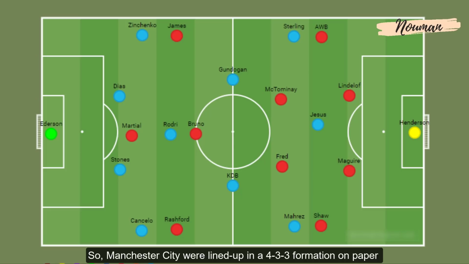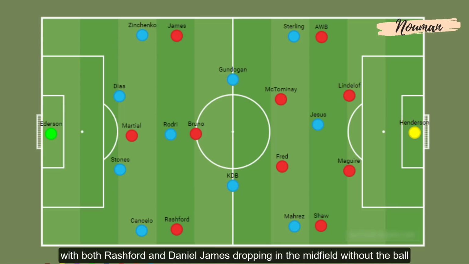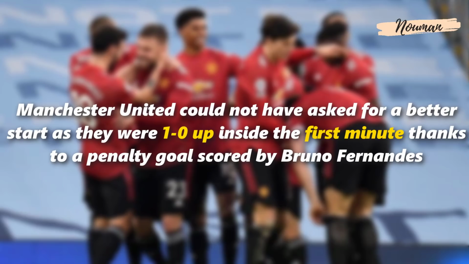So Manchester City were lined up in a 4-3-3 formation on paper, but their formation on the ground was mostly 3-4-3, with Joao Cancelo moving in the midfield with the ball. And they also changed their formation to a 4-4-2 without the ball. While Manchester United on the other hand lined up in a 4-2-3-1 formation which mostly changed to 4-5-1 without the ball, with both Rashford and Daniel James dropping in the midfield without the ball.